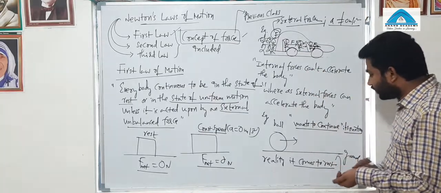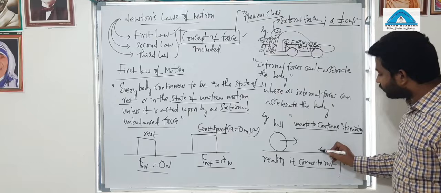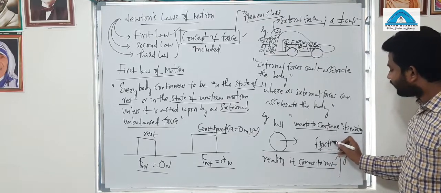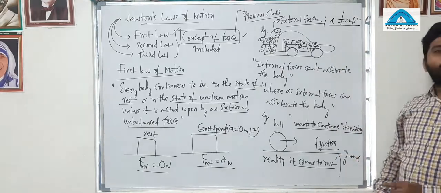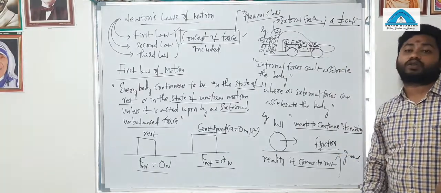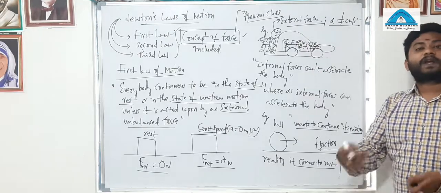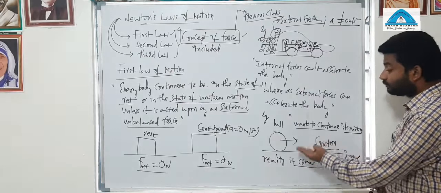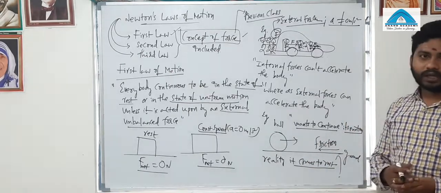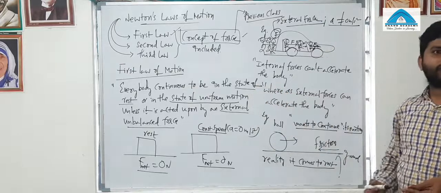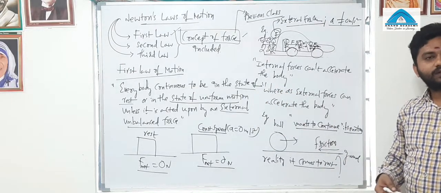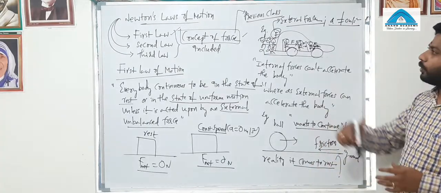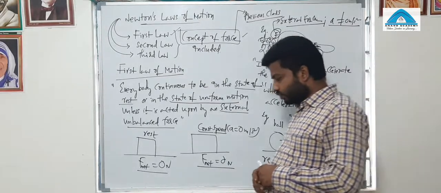So that external force here is called friction. What is it called? Friction. Friction is also a force. Frictional force acts on a body opposite to the direction of motion. Then what happens? Speed of the body slowly reduces, and finally the body will come to the rest state. Okay, clear? It is a proof of Newton's first law of motion. External force is a must to change the state of a body. Okay, clear? So this is about Newton's first law of motion.